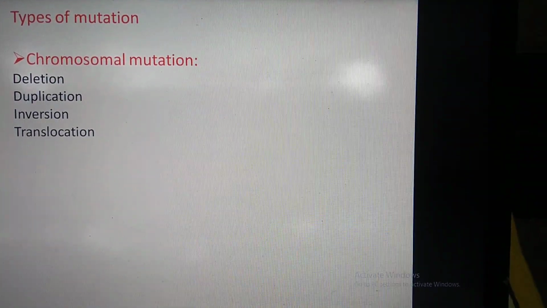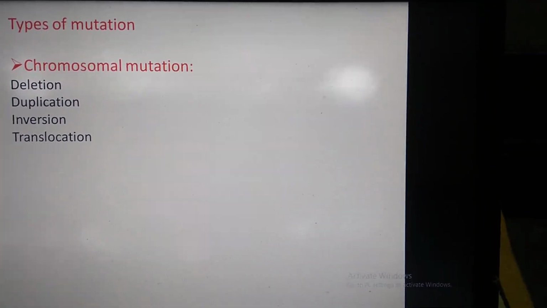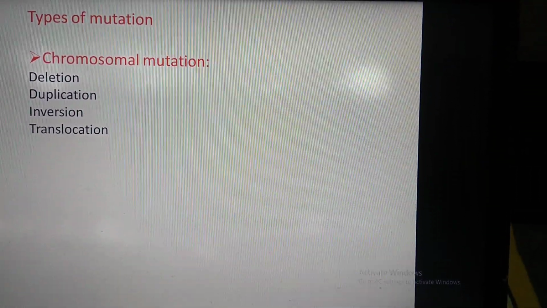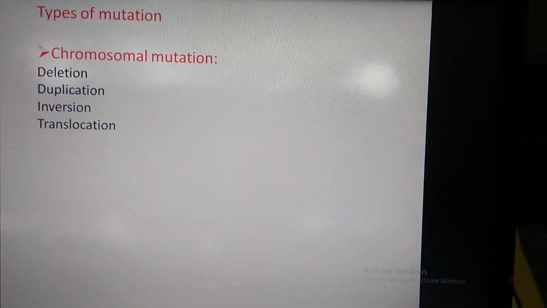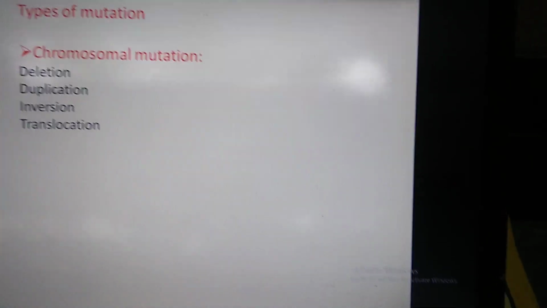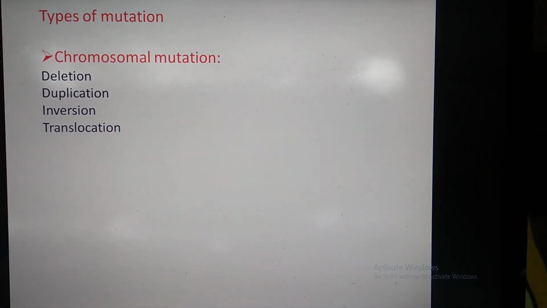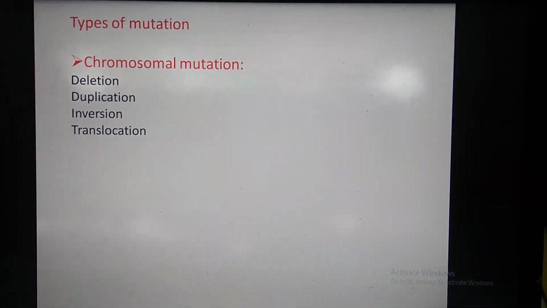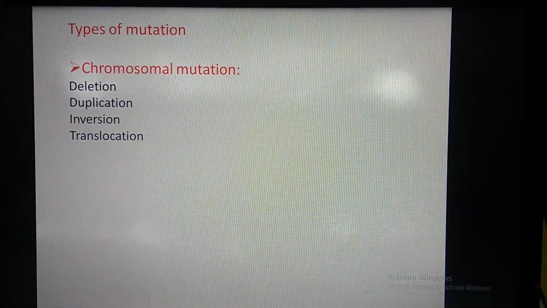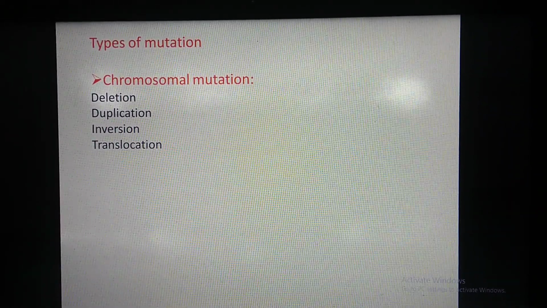So types of mutation, if we want to study how many types there may be: chromosomal mutation, like the change in the whole chromosome. Some part of the chromosome may be deleted, duplicated, or inverted, or it may be translocated from one place of the same chromosome to another place of that same chromosome, or it may be translocated from one chromosome to another chromosome. So these are chromosomal mutations.